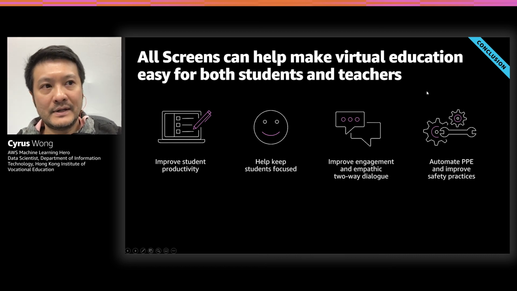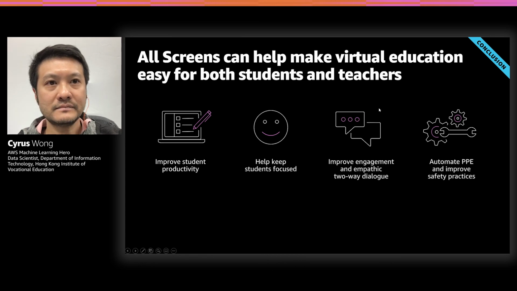And finally, we also make use of the automatic PPE detection to improve safe practices on our campus. Now that online classes are becoming face-to-face ones, we need to make sure health and safety regulations are followed. Everyone must wear a mask all the time on our campus, and this reduces our manpower. We need to make use of AI to help us.